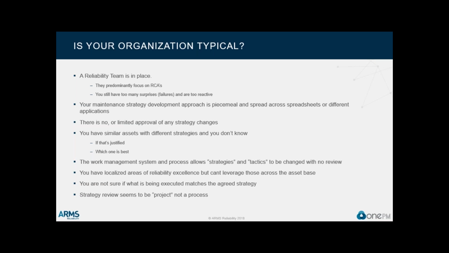I guess the first bullet point there is, do you have a reliability team in place? However, they predominantly do root cause analysis, and you're still in a very reactive mode. You're still having a lot of surprise events, and that reliability team really isn't achieving the expectations that were set by the organization. The second one there, is your maintenance strategy development approach piecemeal, done in spreadsheets, different applications?